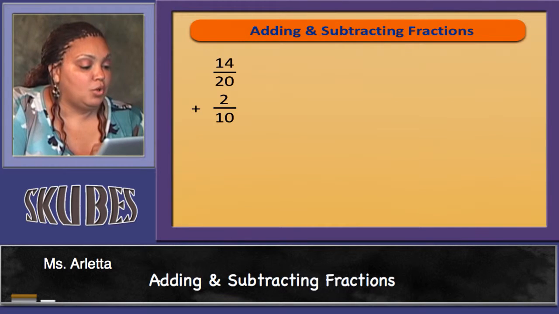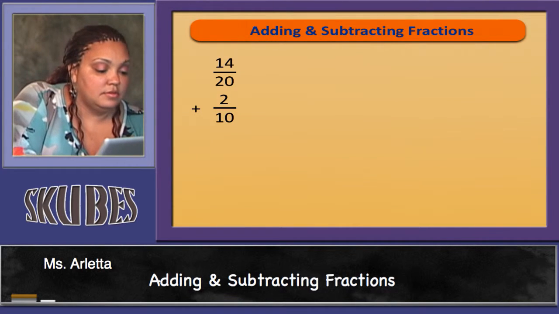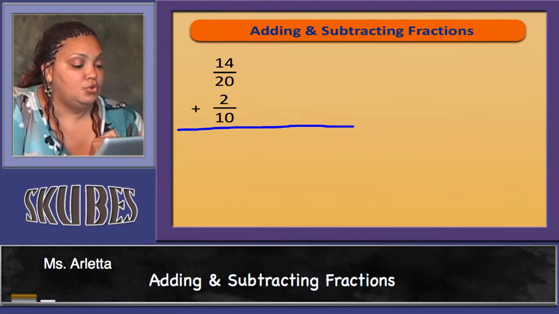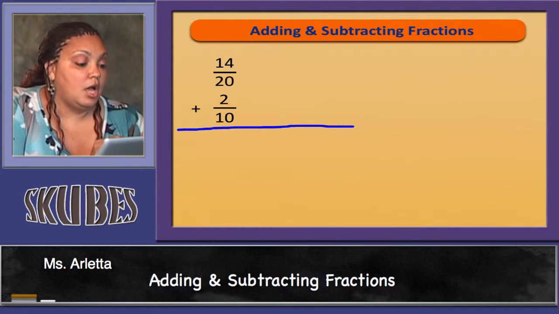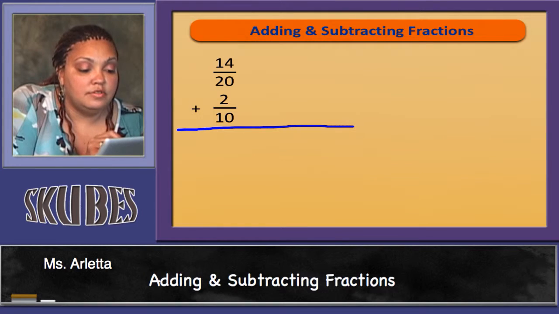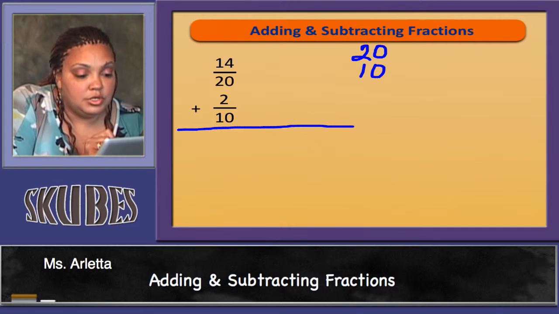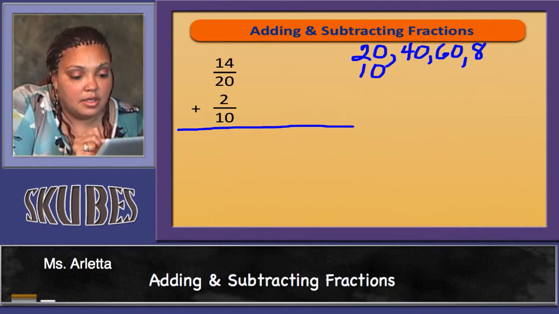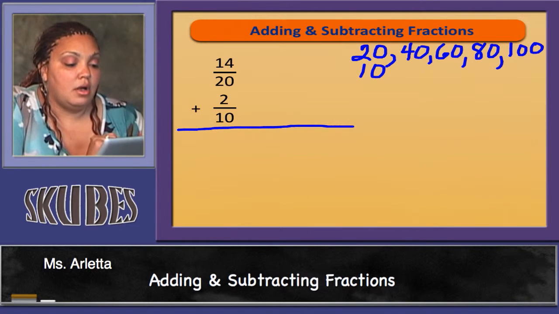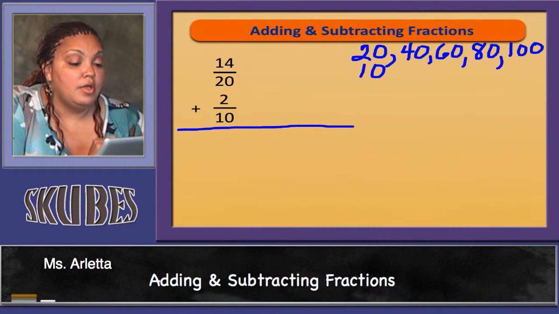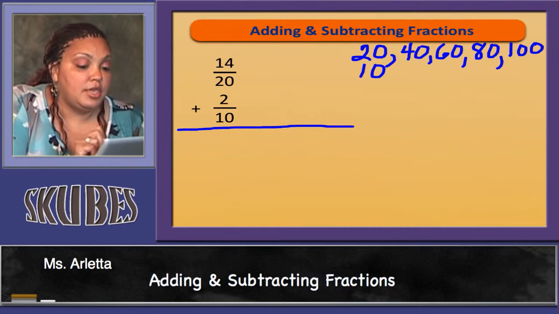Now we have 4/20 plus 2/10. I see 2 different denominators, but we want those denominators to be the same. Let's start with getting our multiples of 20 and our multiples of 10. 20, 40, 60, 80, and 100. Remember I said try with 5, and if you get a common multiple, then you're good, and if not, then you would keep adding until you got a common multiple.